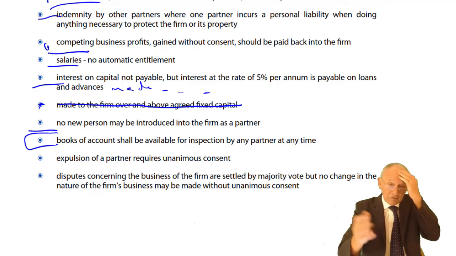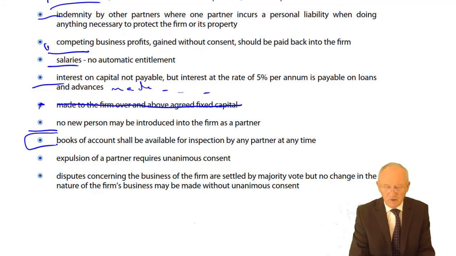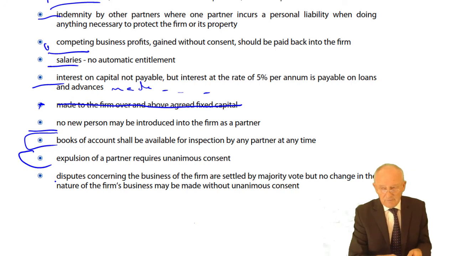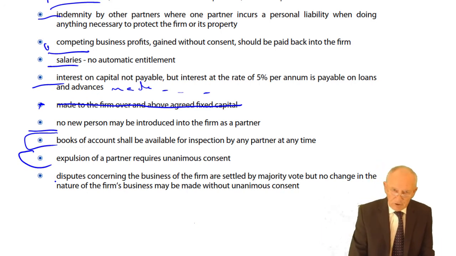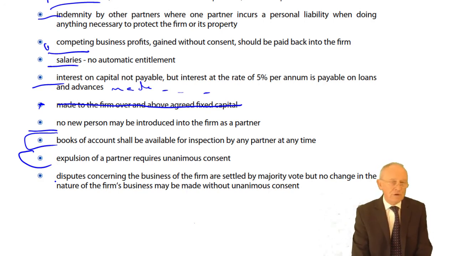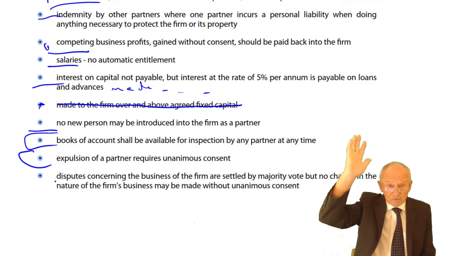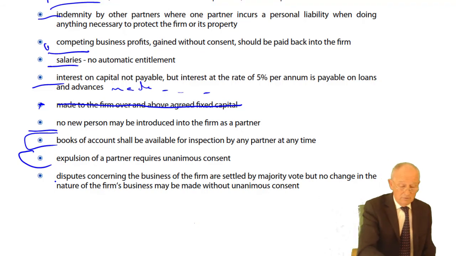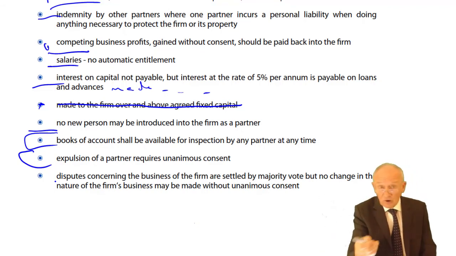Books of account are available for inspection anytime by any partner. Self-explanatory. Expulsion: three of us in partnership, you, me, and someone else. And you two want to get rid of me. So you call a partners meeting, with the resolution to vote me out and expel me as a partner. You vote in favour, she votes in favour. For it to work, I must also vote in favour, which is stupid. We can agree differently. We say a simple majority of partner votes can get rid of a partner. But in the absence of an agreement, no majority can expel a partner.